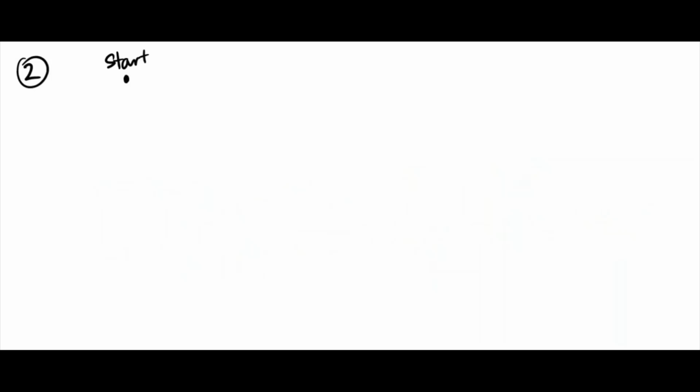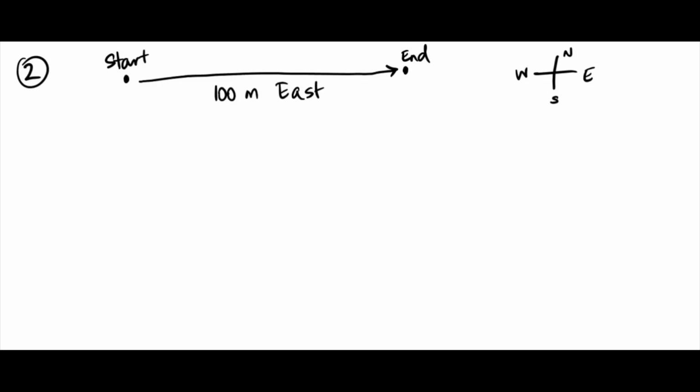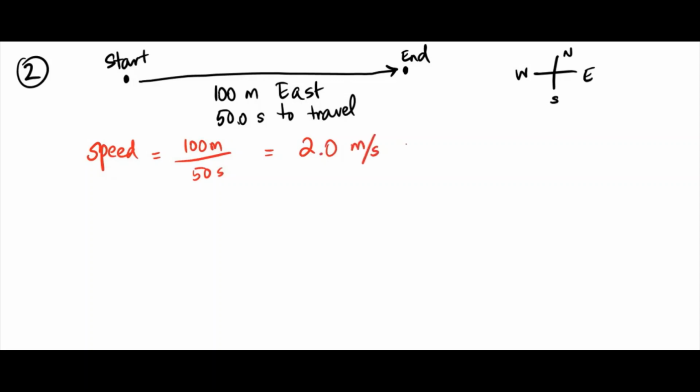So let's take a look at another example. Let's start from the start point, moving towards the end. And this time I'll draw the directions again. If you notice, the object is moving towards the east. Let's say it traveled 100 meters towards the east. It took about 50 seconds to travel. Now let's do the calculations. Speed is 100 divided by 50, and the answer is 2 meters per second, or ms-1.